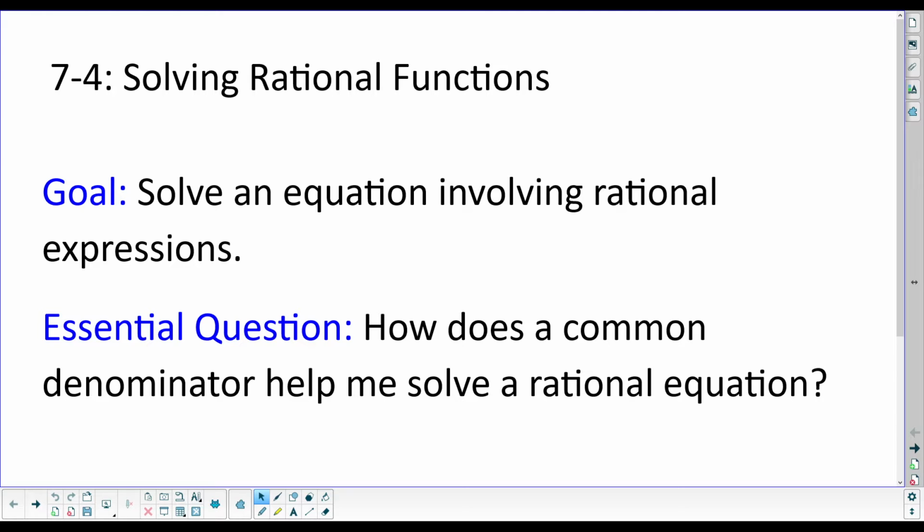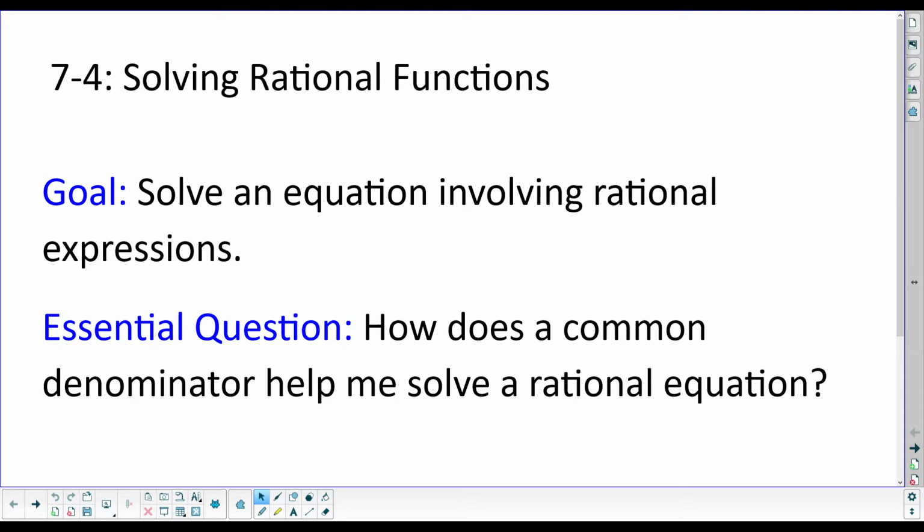So we previously looked at just some of the properties of rational functions, right? Kind of what they look like, some of the features of them. We've talked about some of the math behind them, how to add them, subtract them, multiply them, and divide them. Today we're going to talk about how to solve rational equations.